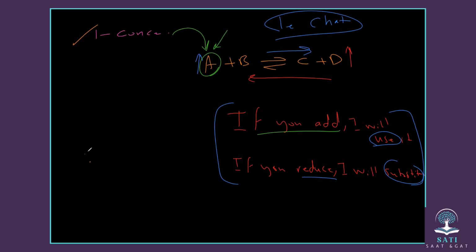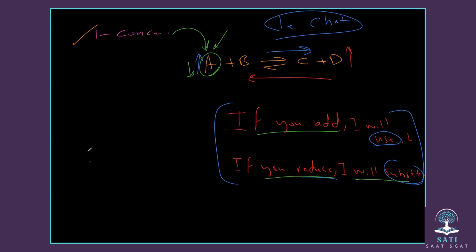What about if I decrease A? If I decrease A, what will happen in this case? The system says, if you reduce it, I will substitute. So if you reduce A, the system will go to substitute what you reduced. That means it will go from right to left in the reverse reaction to substitute what has been reduced. So that means we understand now for concentration. When I'm talking about A, it's the same for B, C, and D. Same thing for all of them in concentration. If you add, I'll use it. If you reduce, I'll substitute. And I hope that is clear.